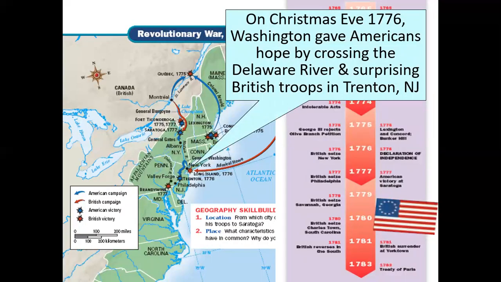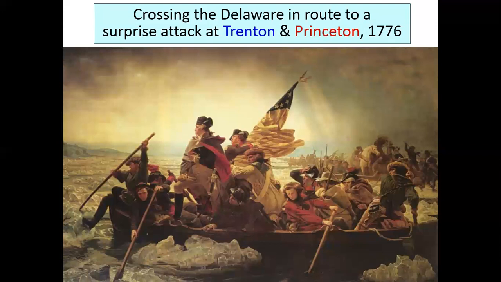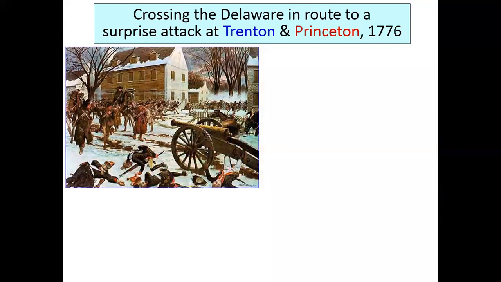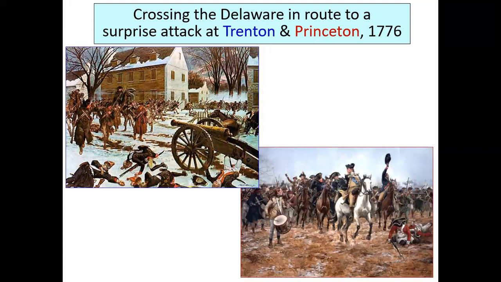All right. But then we do get a little ray of hope on Christmas Eve, 1776, when Washington and his army crossed the Delaware River to surprise British troops in Trenton, New Jersey. Everyone's seen this famous painting before. The attack on Princeton and Trenton is a huge moral victory for the Americans. What they do is they attack a garrison of about 1,000 Hessian mercenaries. Hessians are German mercenaries that the British have hired to help them fight.